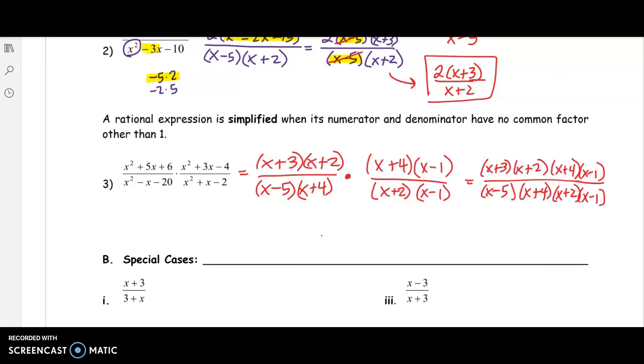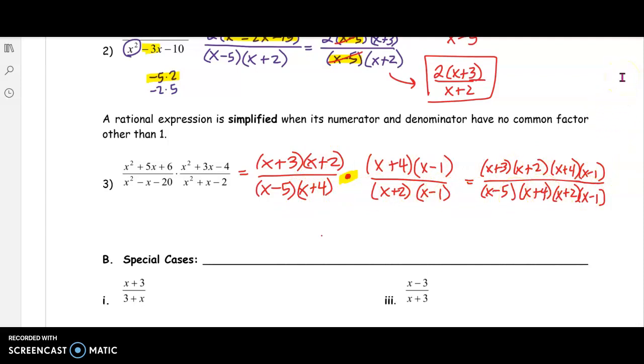So I have factored the numerator to x plus 3 times x plus 2 in the first fraction, and the denominator is x minus 5 times x plus 4. And then I did the same, I factored the numerator and denominator of the second fraction, and remember they are being multiplied together. So all four of these binomials that are in the numerator will all be together, and all four of them will be in the bottom also together.